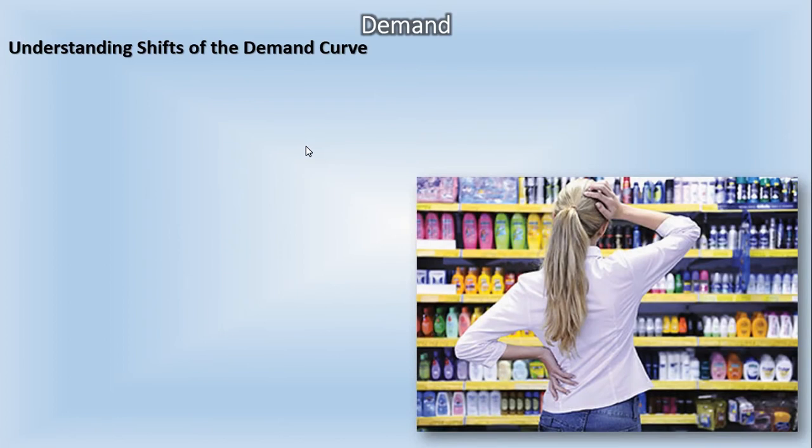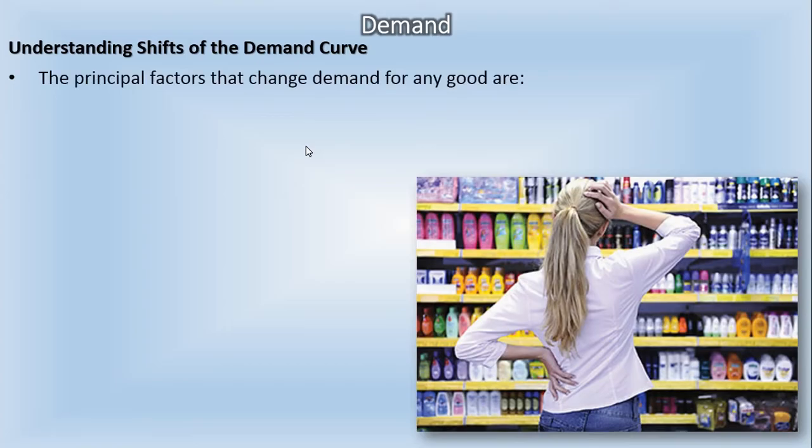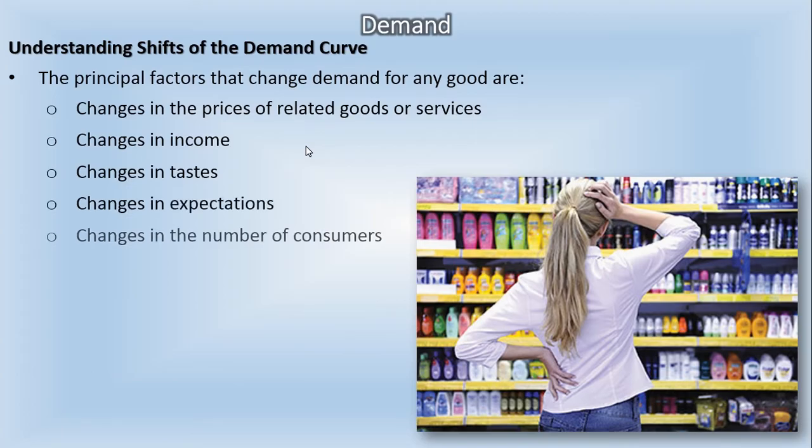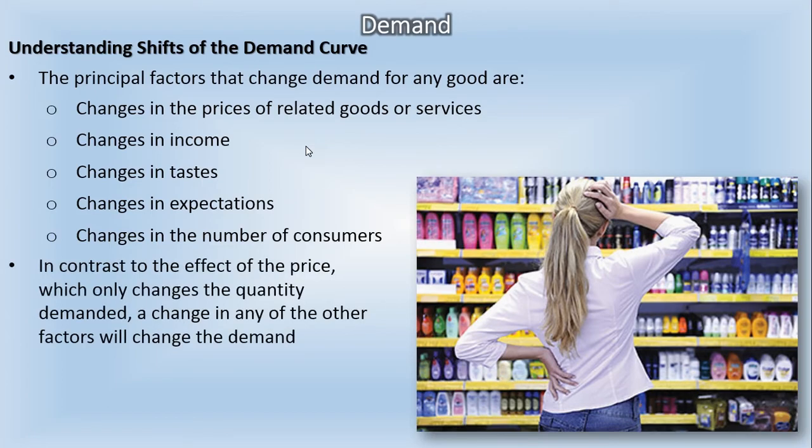All right, so let's look at the things that do shift the demand curve, and there's mainly five of them. Even though there are more, these are the main ones that we'll talk about in this class. So the principal factors that change demand for any good are changes in the price of related goods or services, changes in income, changes in taste, changes in expectations, and changes in the number of consumers. So let's consider each of them in turn, one at a time.